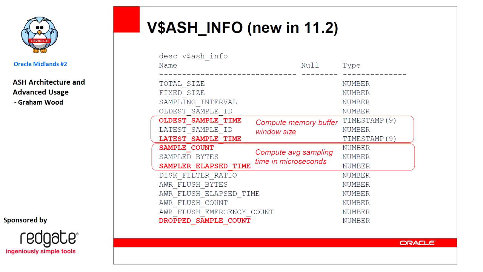The number of samples and the sampler elapsed time allows you to find out how long it takes to do the sampling, which even on a system with thousands of sessions in there still isn't long. We're still in microseconds for those captures. And the dropped sample count here is the ones where we've been round twice and couldn't get a consistent copy of the session state object.